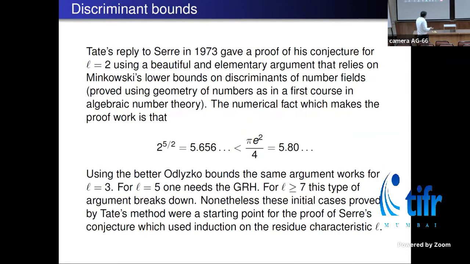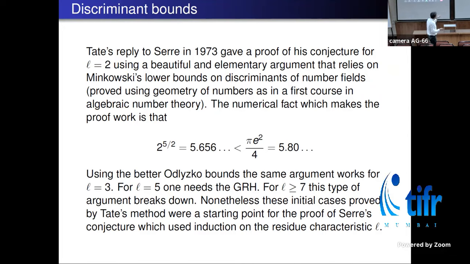Okay, so now remarkably, Tate, by return post, when Serre wrote to Tate in 1973, within a month or so, replied by proving his conjecture for l equal to 2. The argument he used was extremely elementary but beautiful, using only basic algebraic number theory. The argument was that you get upper and lower bounds on fields cut out by these representations, where the upper bounds come from arguments to do with ramification, and lower bounds come from Minkowski's estimates on discriminants of number fields.